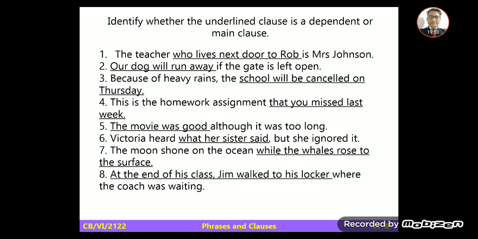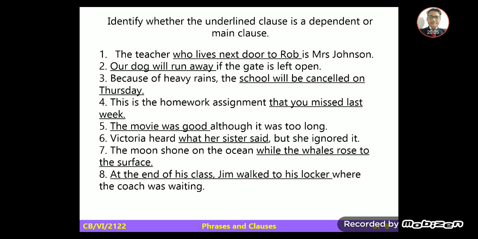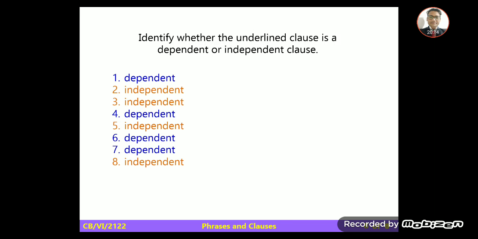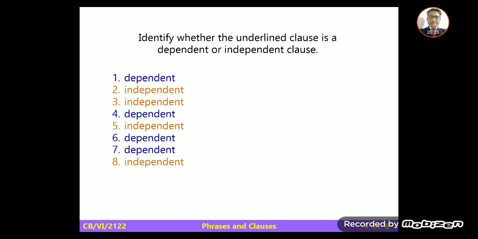So number 5 is independent. Number 6, what her sister said, is dependent. And number 7, the moon shone on the ocean while the whales rose to the surface. Is it depending or not? Yes, it is depending on another sentence. That's why it is dependent. And the last one, at the end of his class, Jim walked to his locker, is making a meaningful, complete message. That's why it is independent. It doesn't need any kind of help from anything else, so it can make meaning by itself.